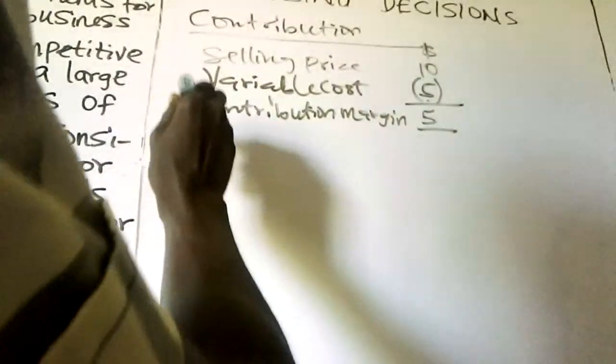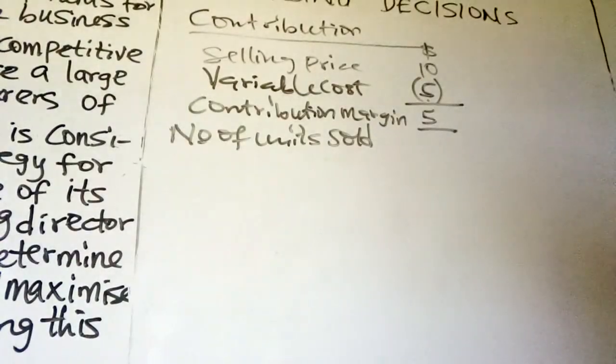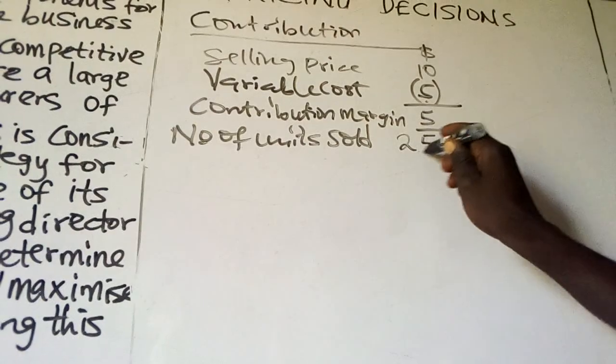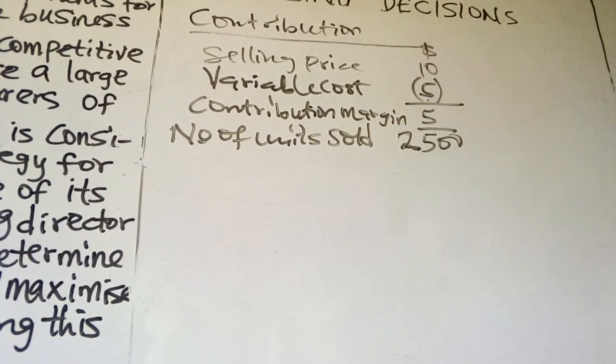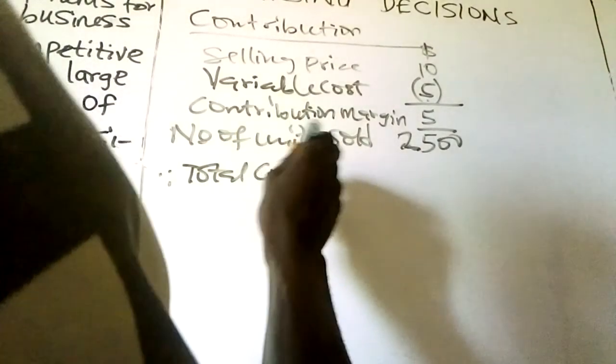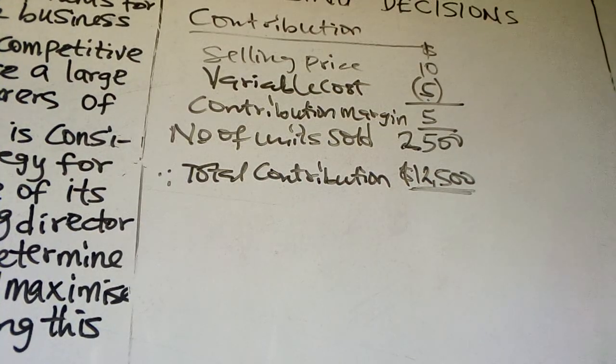Number of units sold to earn that revenue. The number of units sold is 2,500. So 2,500 times 5 gives us $12,500. Therefore, total contribution is $12,500. That is requirement one.